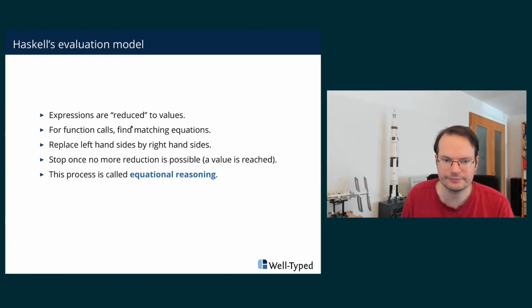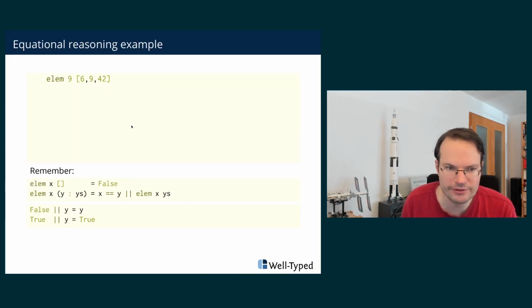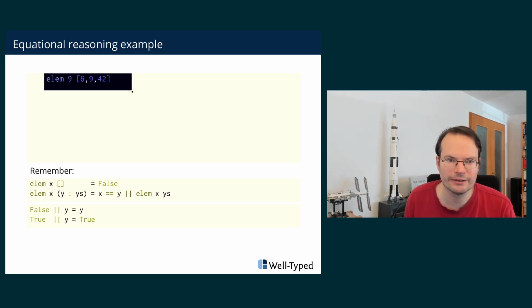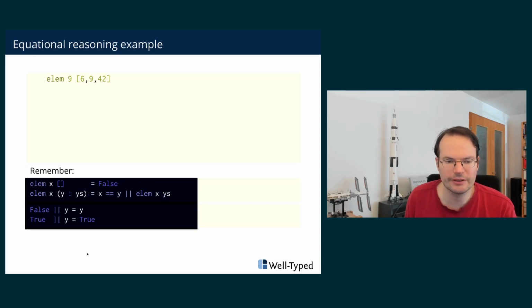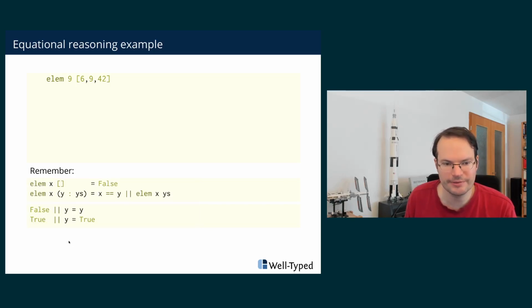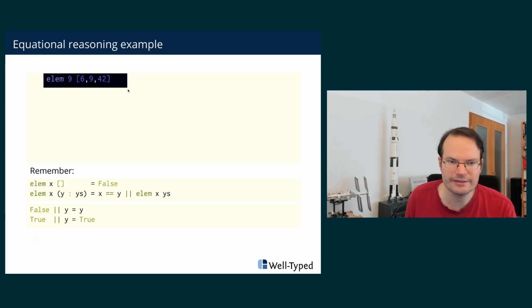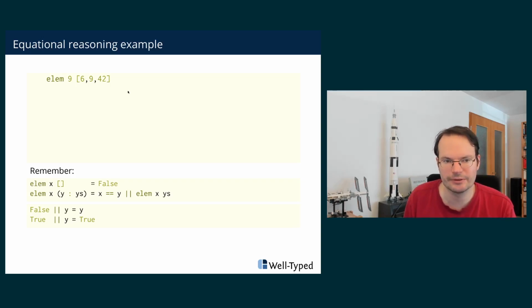All right. So now, if we have a call such as this one, elem 9 of the list 6, 9, 42, okay? Now I've given the two functions that primarily play a role here, I've given their definitions once again down here without the type signatures because they don't really play a role for the reduction. We only have the equations so that we can look at the pattern matching. And the goal is to evaluate this step by step to get an idea of how we can think of the semantics of a Haskell program.